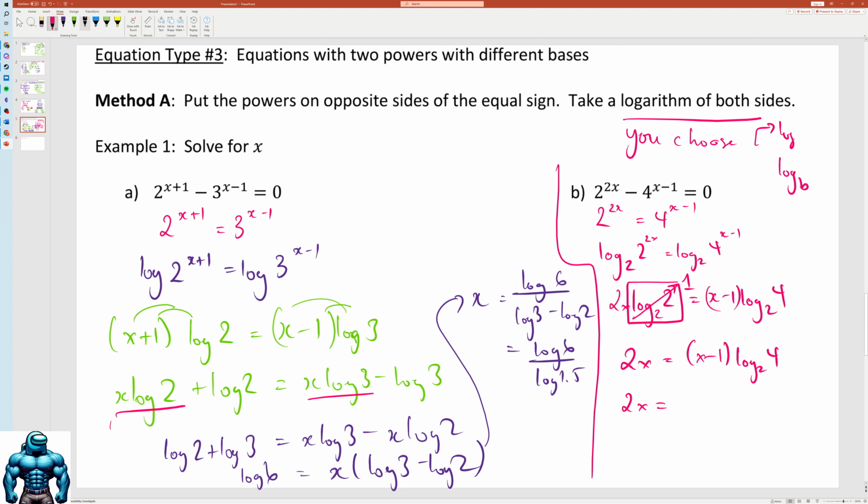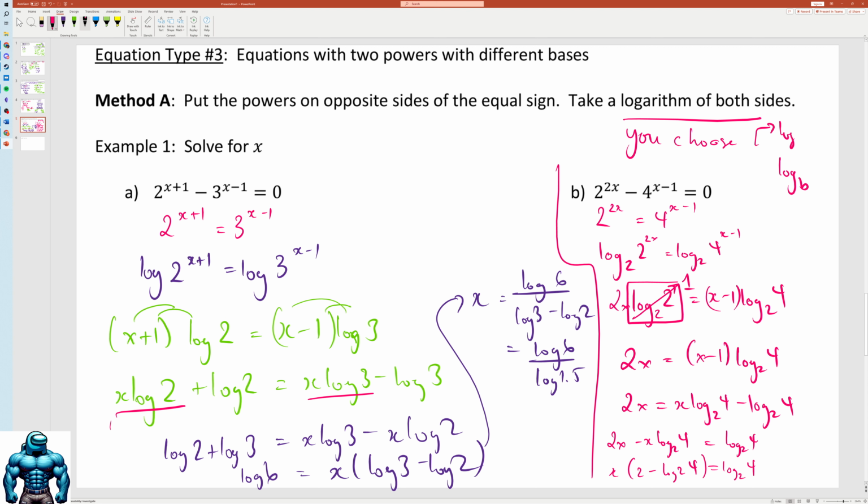We get 2x is equal to x minus 1 times log base 2 of 4. Well, sorry, log base 2 of 4. And we'll bring all the x's to one side. We have 2x, take away x log base 2 of 4, is equal to log base 2 of 4. Common factor the x's out. We get x times 2 minus log base 2 of 4 is equal to log base 2 of 4. This thing has no answers.